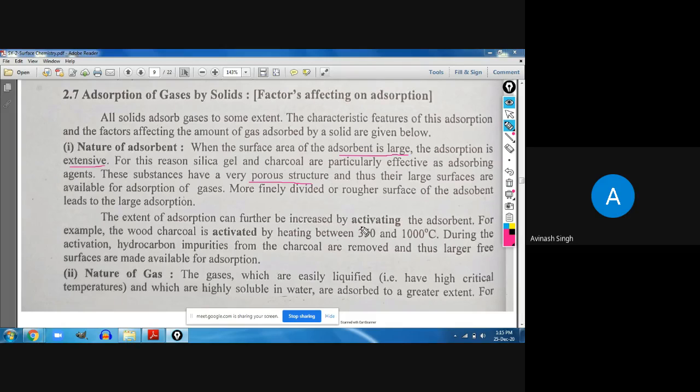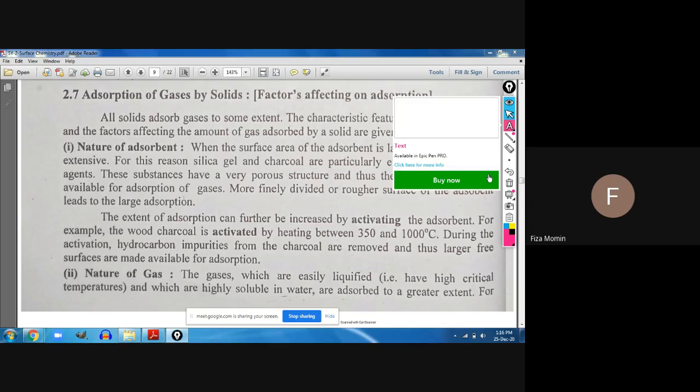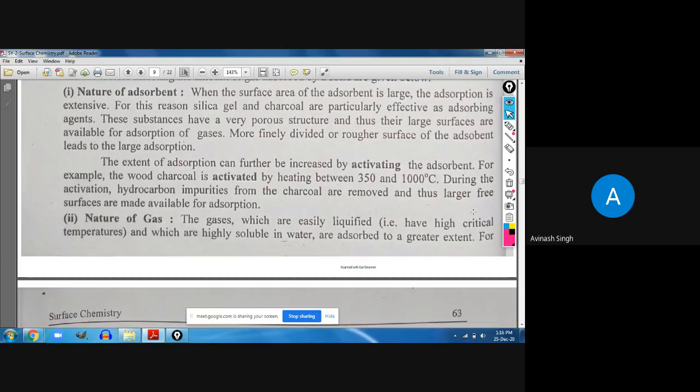And the third thing is, if we can activate the adsorbent, adsorption will be more. Is that all right? Yes, sir. So when we talk of nature of adsorbent, the first is the surface area. Larger the surface area, larger is the adsorption. Next is the porosity. Higher the porosity, more is the adsorption. And the third is, if you activate the adsorbent, adsorption is going to be more. ठीक है? Okay, now I remember what we were doing last time.